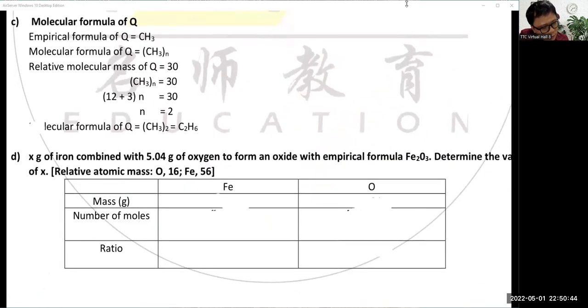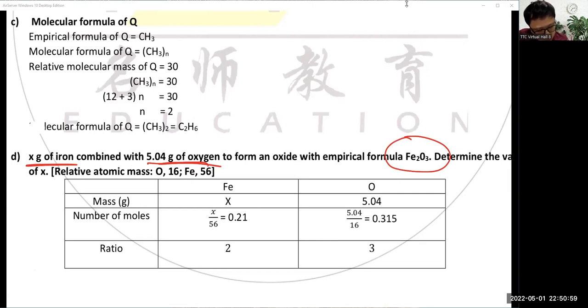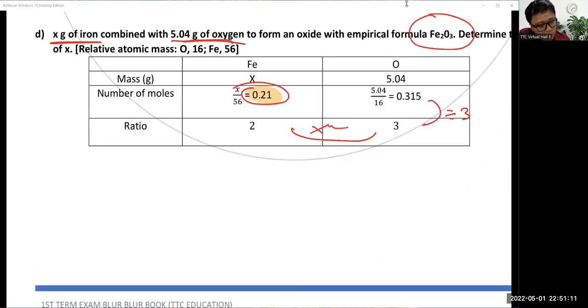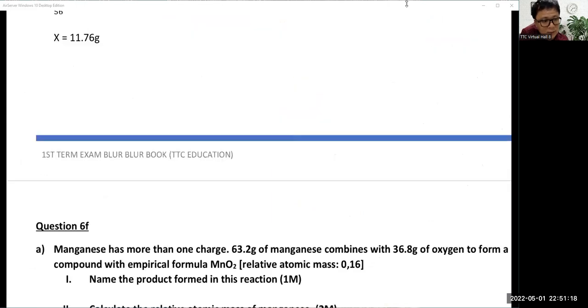Then x gram of iron combined with this amount of oxygen. So you put x gram here, and the ratio is 2 to 3. So you find x divided by 56, and 5.04 divided by 16. I will get this number. Then to get 0.21 is very simple. You divide by 3, then times 2. You'll get 0.21. So x over 56 equals 0.21. Then you're able to get x equals 11.76.